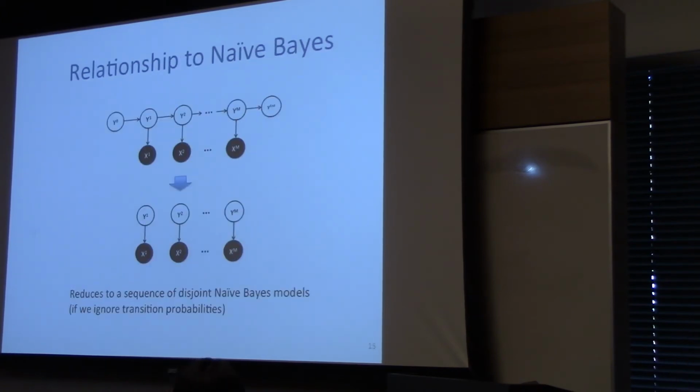Okay, so what is the relation to naive Bayes? Well, in naive Bayes, if you simply remove the dependency from token to token, what you get is a sequence of disjoint naive Bayes models. So in some sense, you can think of this as the sequential version of a naive Bayes model.